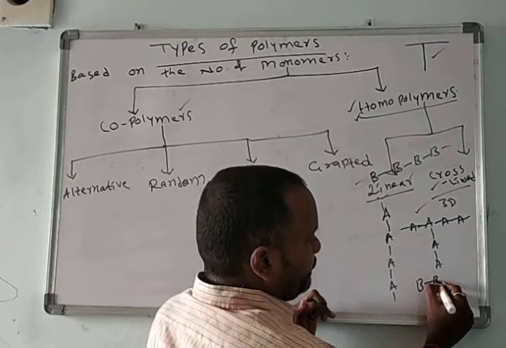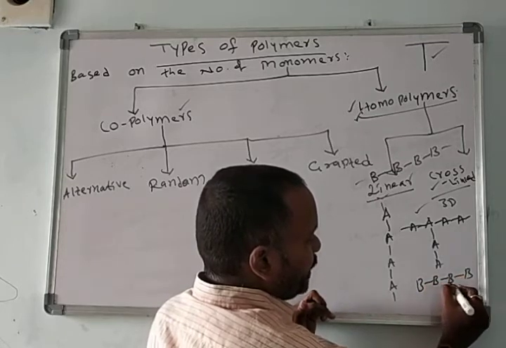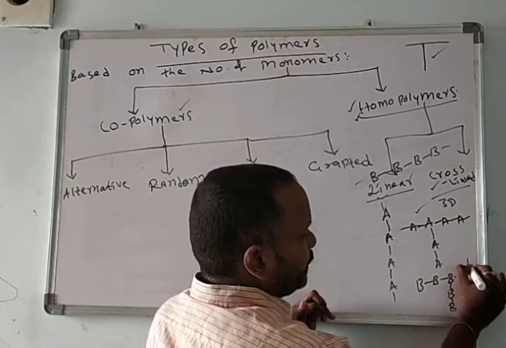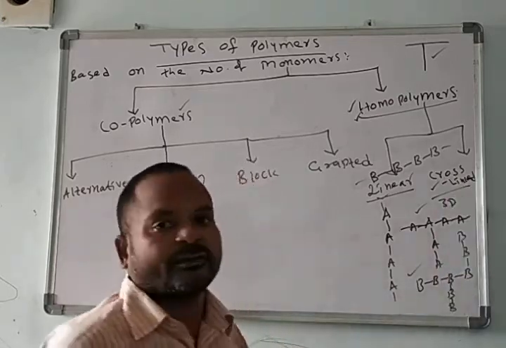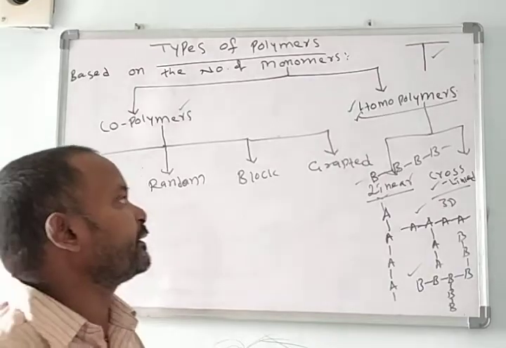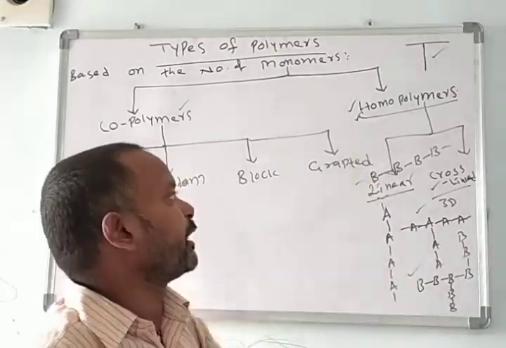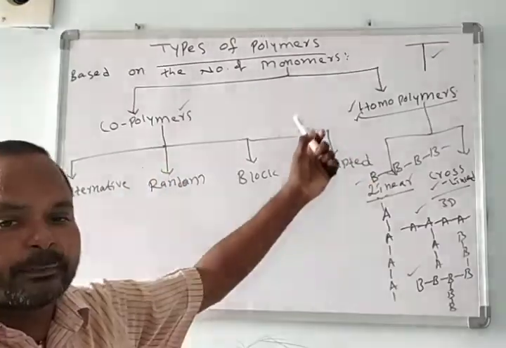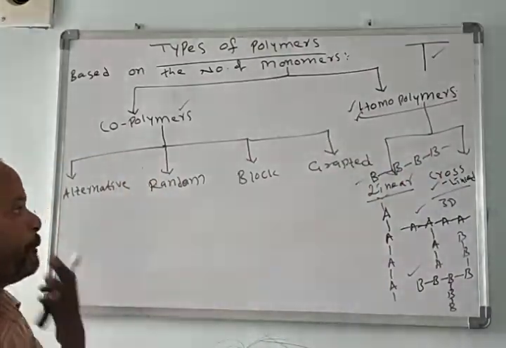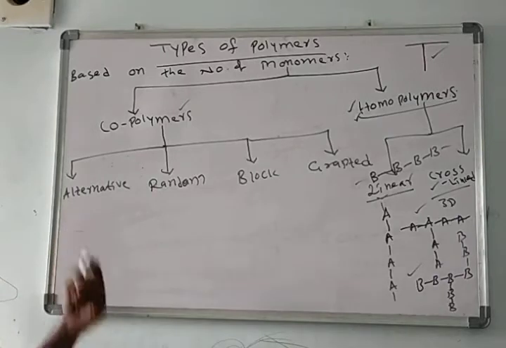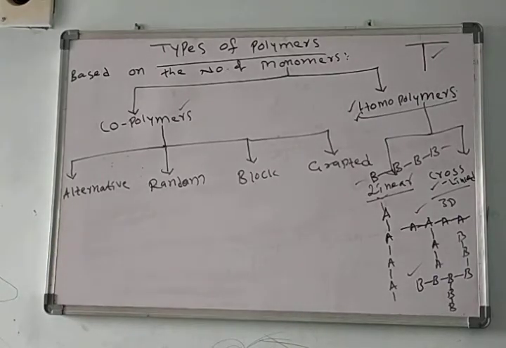Okay, here also same B, here B, and here B, here B. Sometimes we mention like this B also. This is the different situation. Okay, this is about the homopolymers. Homopolymers are two types: linear homopolymers and cross-linked homopolymers. Then in continuation we'll see the alternative copolymers.